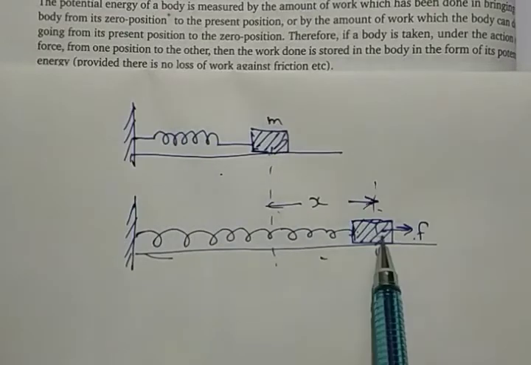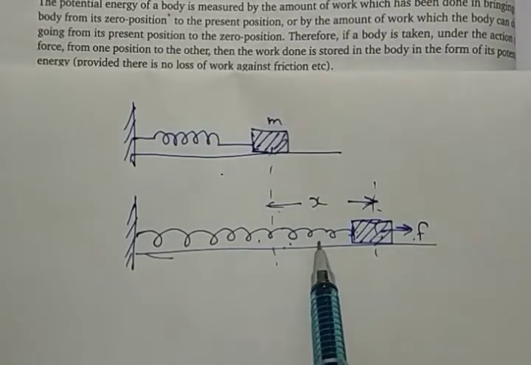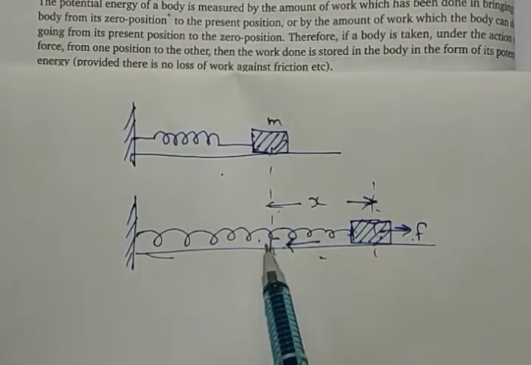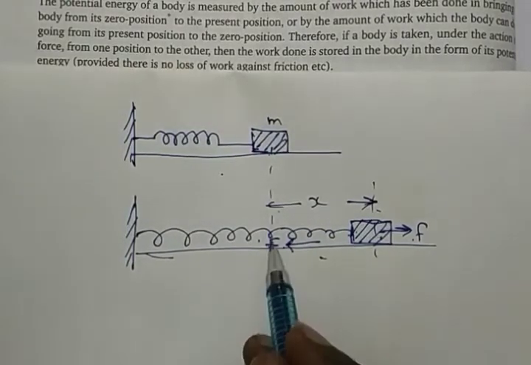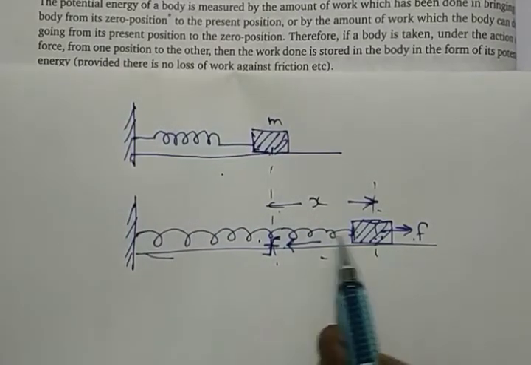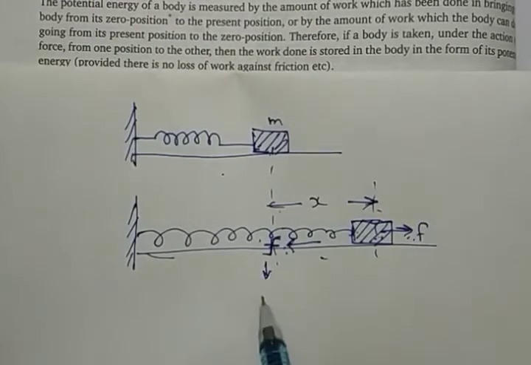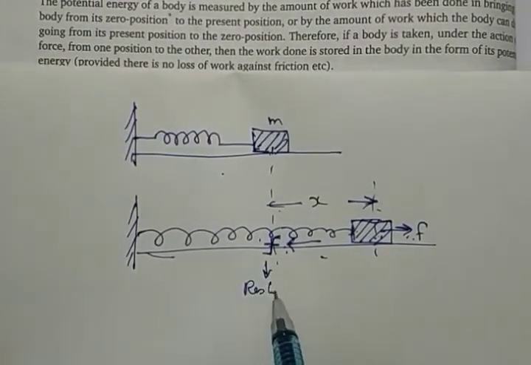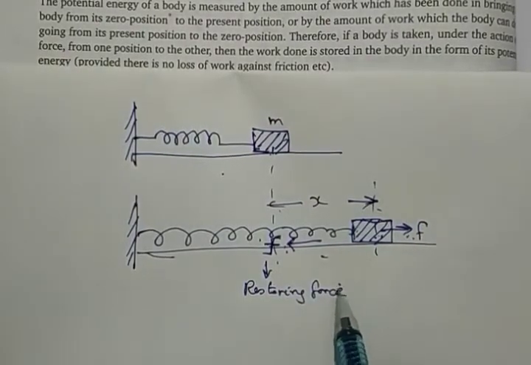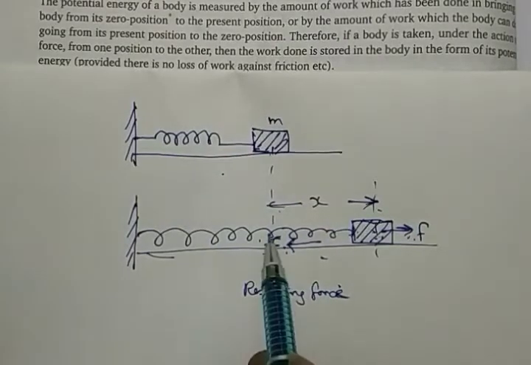When you pull this one, the spring will exert an equal and opposite force, another F, called the spring force. Like the frictional force, there is a spring force. The spring force will be opposite to the external force applied. This force is also called a restoring force. What is a restoring force? It will try its maximum to bring it back to the original position.